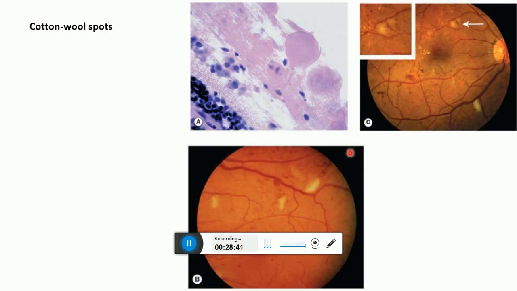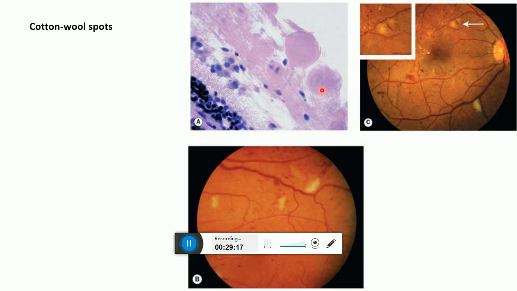Now the cottonwool spots are composed of accumulations of neuronal debris within the nerve fiber layer. They result from ischemic disruption of nerve axons, the swollen ends of which are known as cytoid bodies, seen in light microscopy as globular structures in the nerve fiber layer. As cottonwool spots heal, debris is removed by autolysis and phagocytosis.